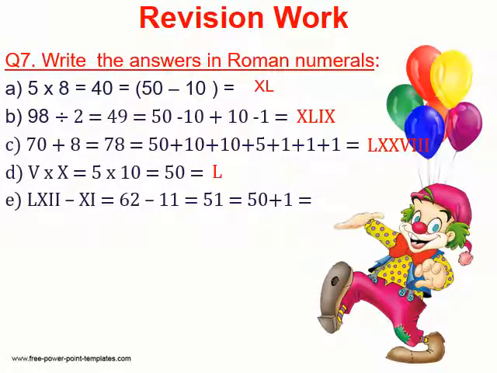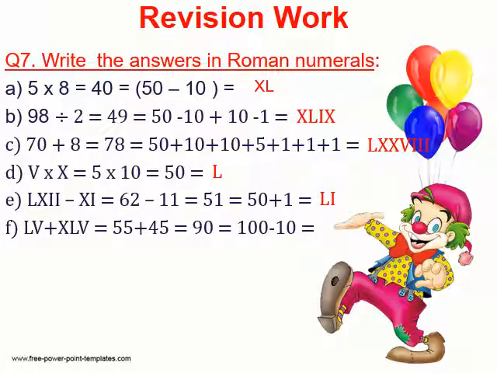Now let's come to the E part. Here LXII minus XI. So children, the value of the Roman numeral LXII is 62 and the value of the Roman numeral XI is 11. So 62 minus 11 is equal to 51. And 51 means 50 plus 1. So what do we write? We write LI. So this is the answer.